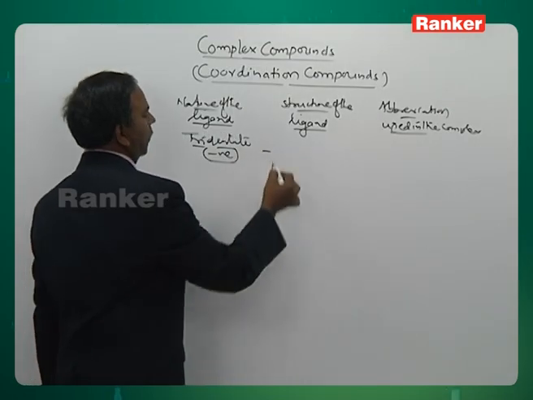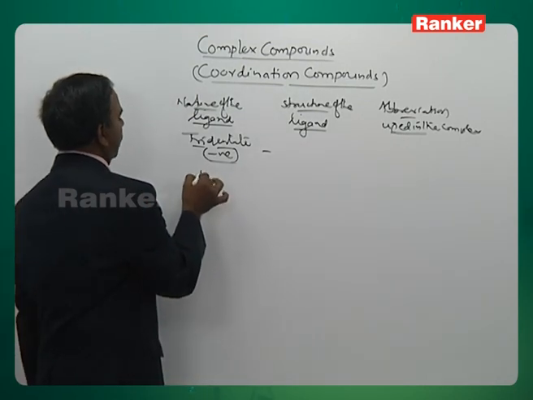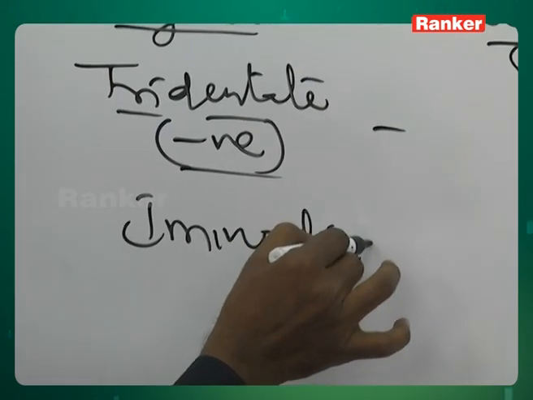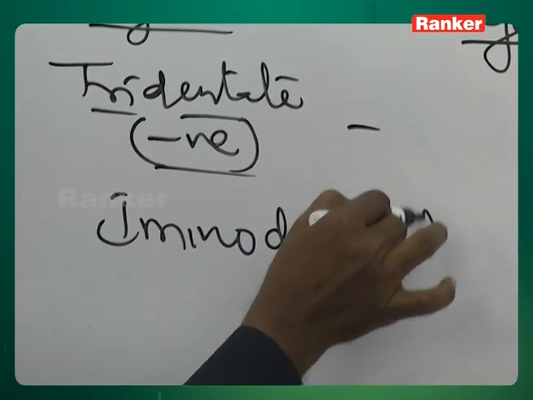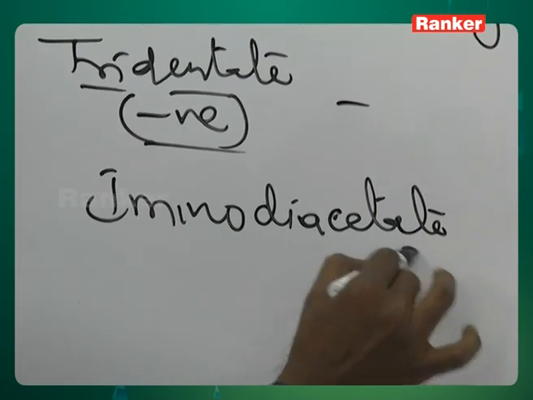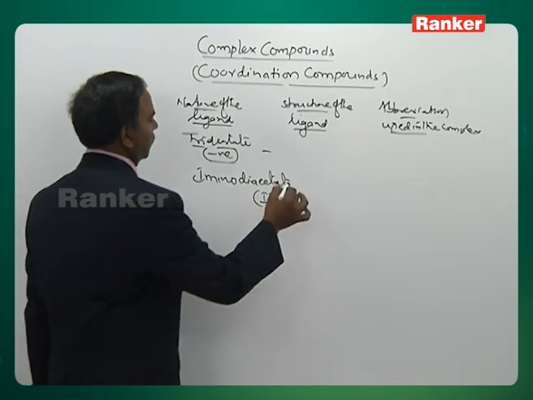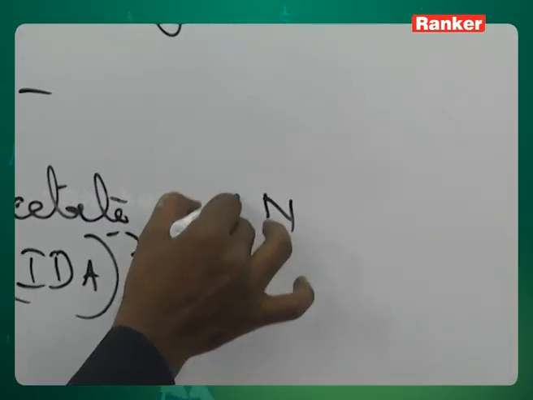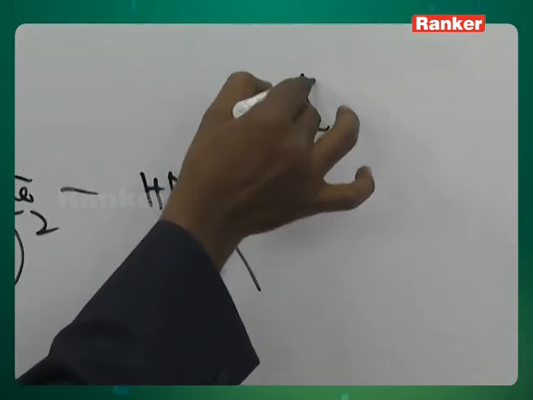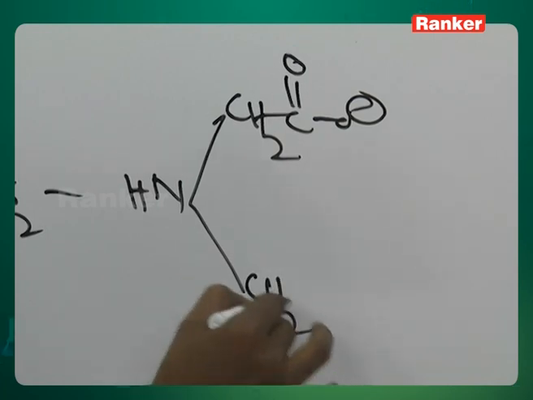Under tridentate negative, let us consider imino-diacetate, IDA. The charge over each ligand is important. It has a -2 charge. The structure of the ligand is NH with two CH2 C double bond O minus groups, that is imino-diacetate.